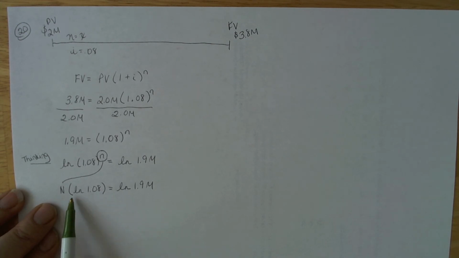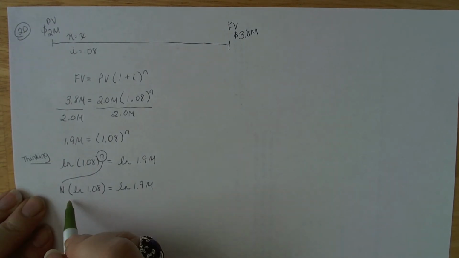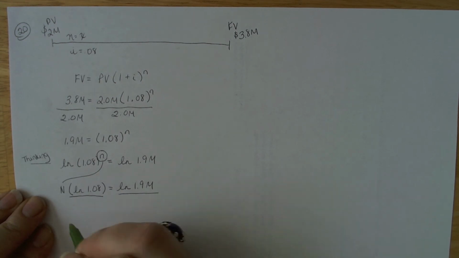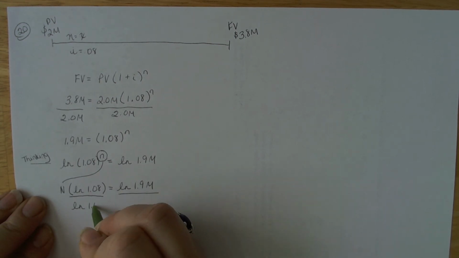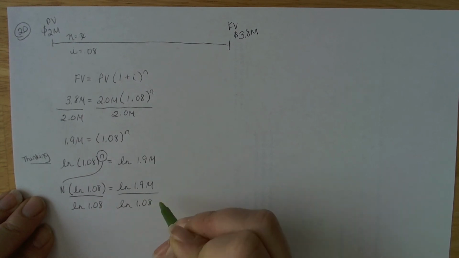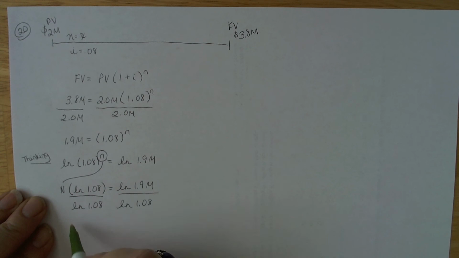Now again, what do I ultimately want to do? I want to get n by itself. So here I'm going to divide both sides by the natural log of 1.08, and then that leaves n equals the natural log of 1.9 million divided by the natural log of 1.08.